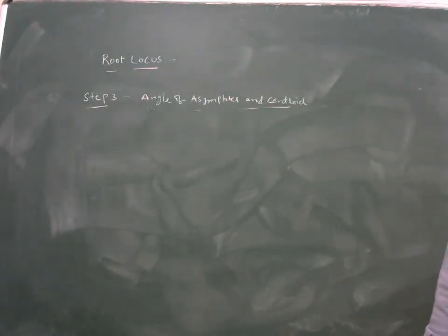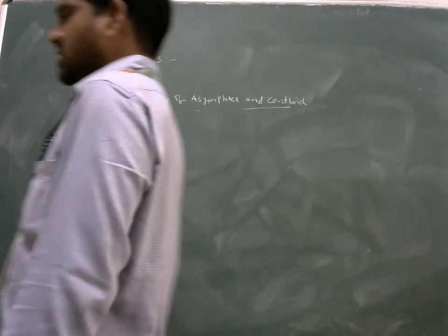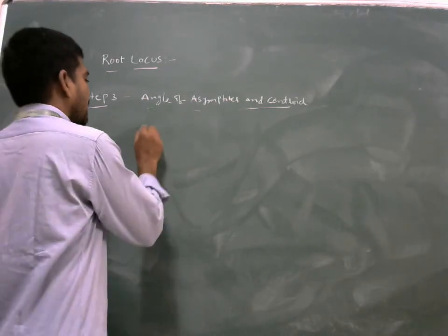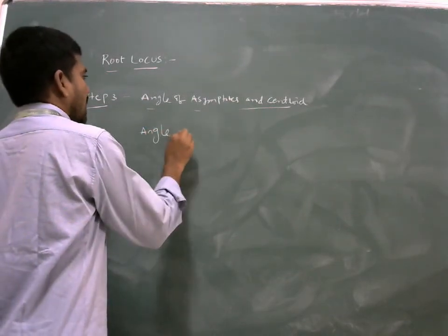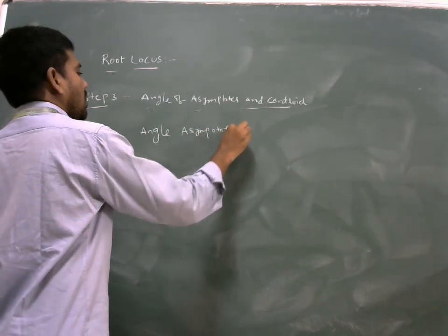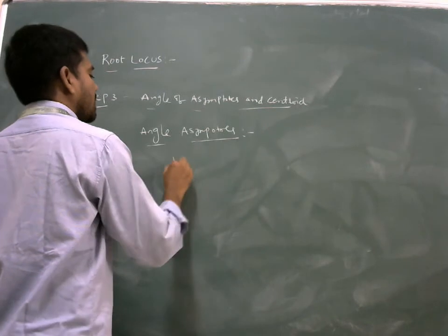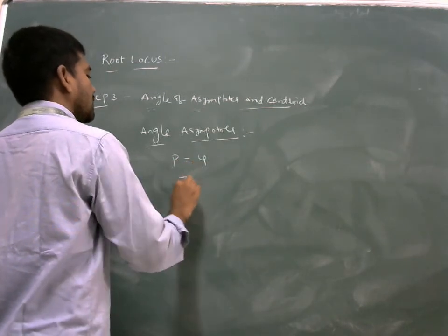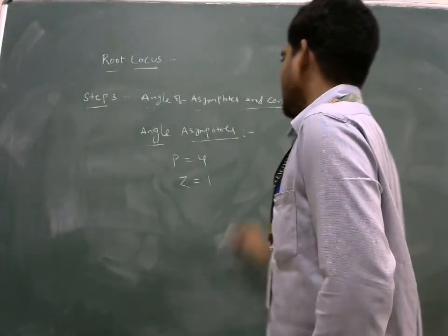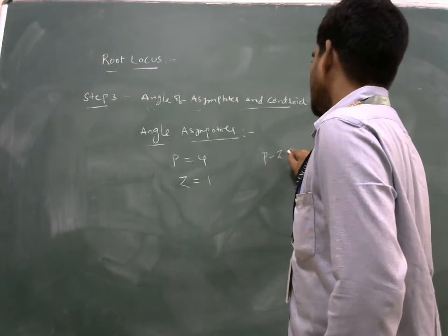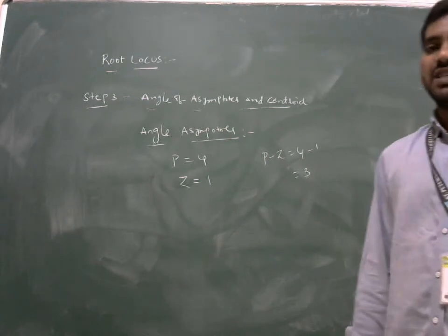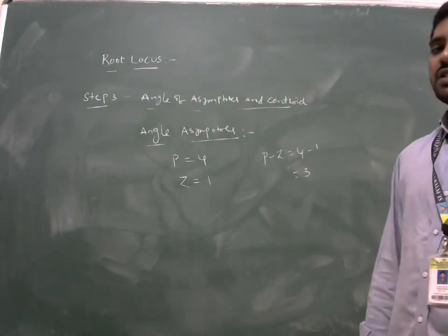How many angles of asymptotes will be there? For example, you are having 4 poles and 1 zero. How many angles of asymptotes will be there? It means P minus Z angles of asymptotes. P minus Z is equal to 4 minus 1. That means we are having 3 angles of asymptotes. 3 angles of asymptotes will be there.